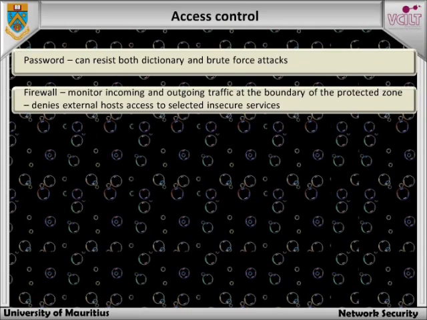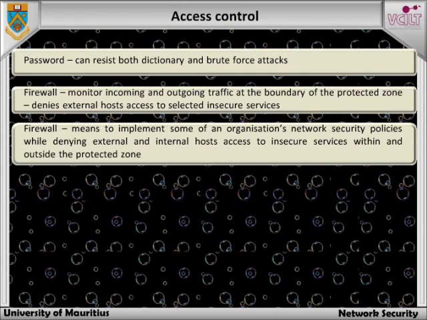Firewalls play an important role in restricting and controlling access to networks. A firewall is normally implemented within a router or gateway and will monitor incoming and outgoing traffic at the boundary of the protected zone. It is a device that denies external hosts access to selected and secure services within the protected zone. A firewall provides the means to implement some of an organization's network security policies and may be transparent to users of the network in terms of its presence and the level of inconvenience caused. This depends on the type of firewall and the policies that are implemented.